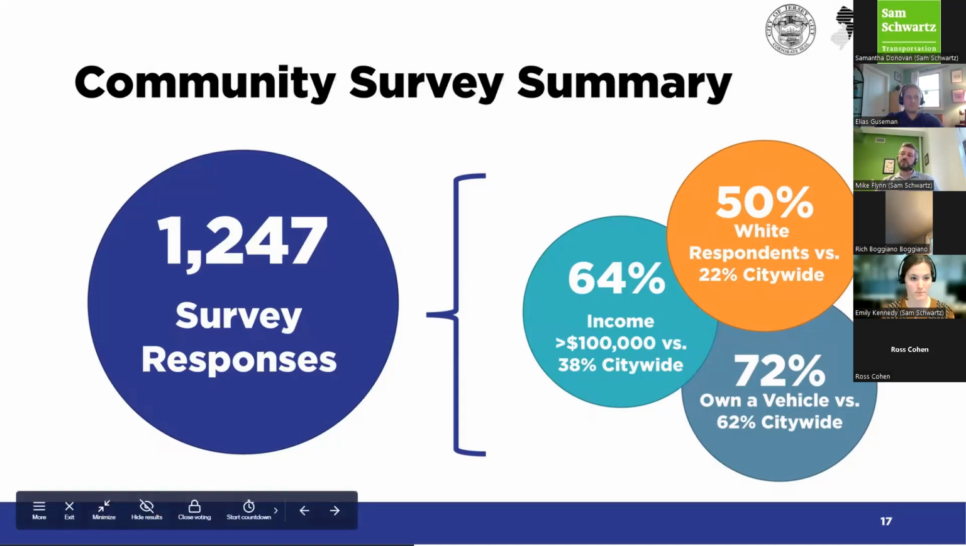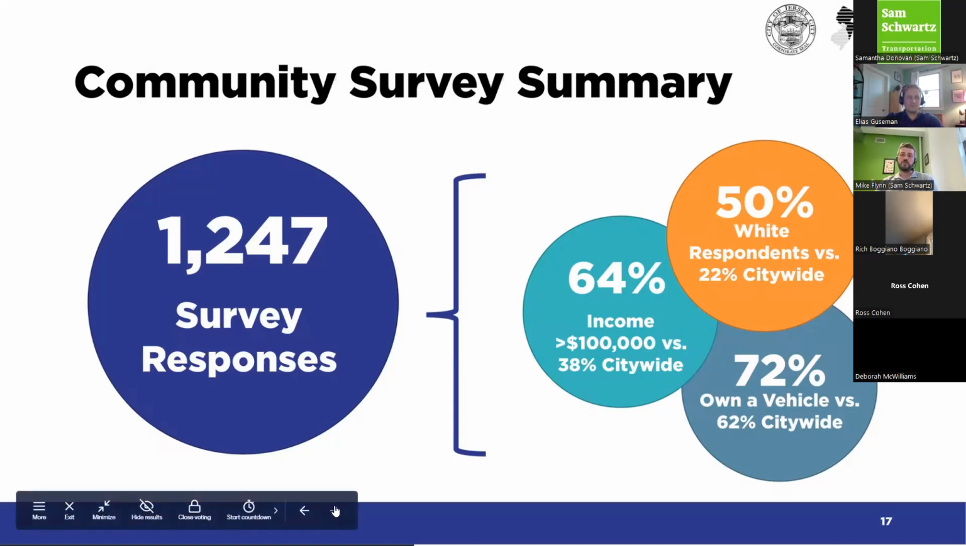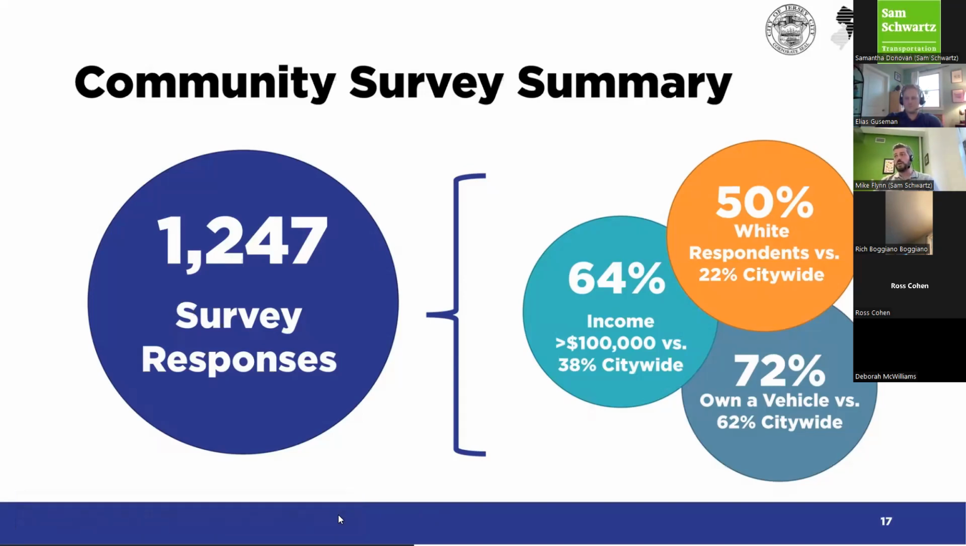So we just wanted to make sure that we accounted for that in how we analyzed the data, and how we used it to inform recommendations, to make sure that different groups, different communities were all heard from in an appropriate way. So you can see here that generally the respondents to the survey were less people of color, were higher income, and just a little bit owned a vehicle more than the citywide averages.